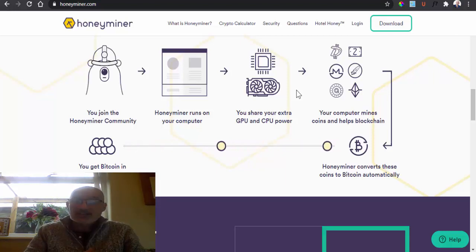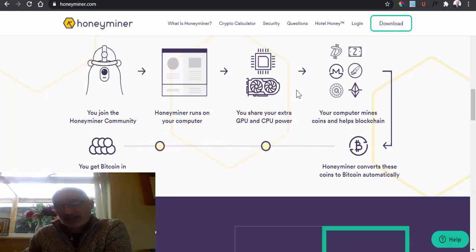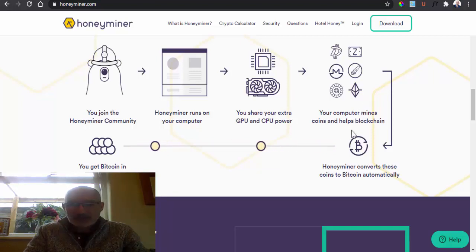You can also set it to just mine when the computer is inactive. So in other words, it will not slow down your computer when you want to use it for various things like going on Facebook or writing a blog or whatever you're going to do online. You can set it so that it's only going to mine when the computer is inactive. So the computer mines the coins, and Honeyminer converts these coins into Bitcoin automatically. You get the Bitcoin in your account.